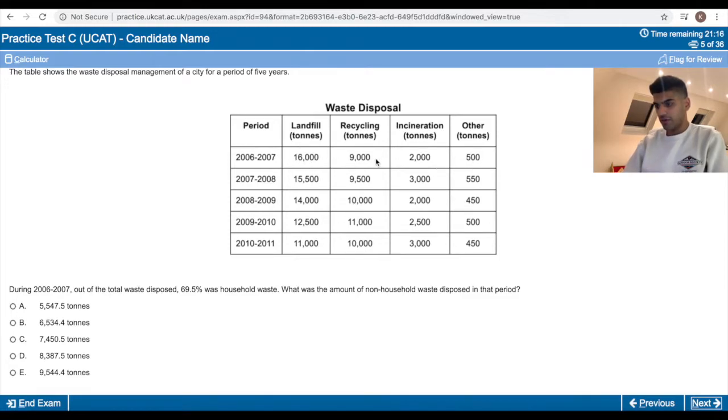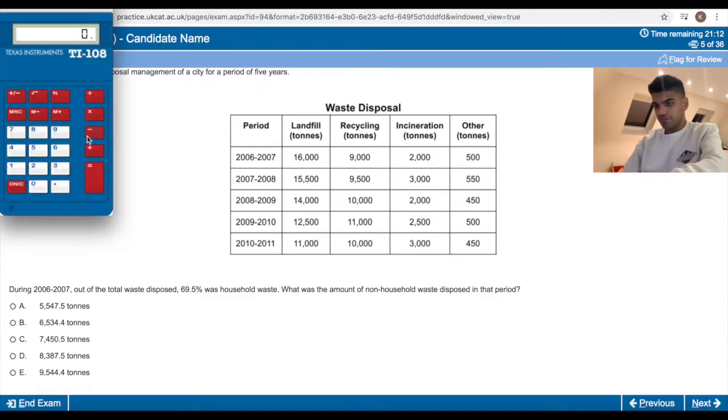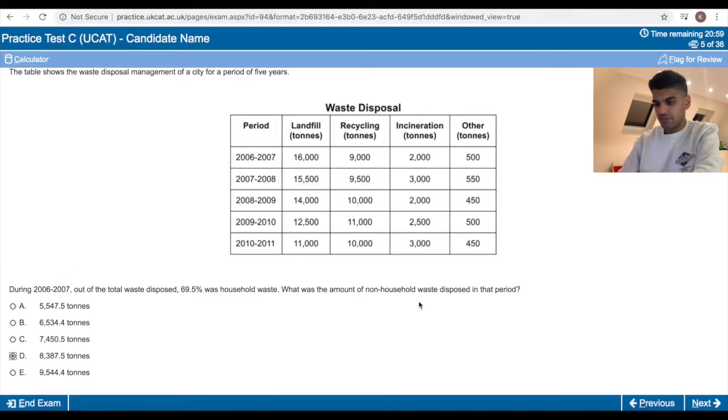So that's 27,500. So I'm going to do 0.305, so 30.5% times 27,500. I've done the wrong number, but we can just round up a little bit. 8357, so that's the one.